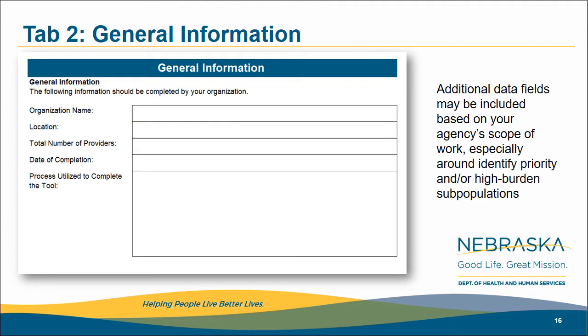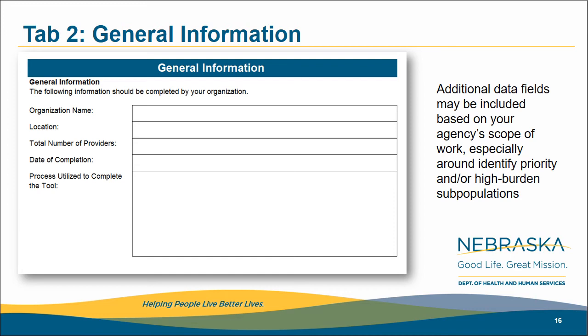As we mentioned earlier, the second tab included in your Scan and Plan tool file will be for general information. That's where we have specific fields for your agency to fill in, letting us know what your organization name and location is. In some cases, that may be auto-populated if we already have that available. As applicable, we'll also have organizations, and in particular healthcare organizations, indicate the total number of providers within their organization. If that's a data field that's included on your Scan and Plan tool file, we'll include a description for CDC's definition of provider. We also ask organizations to indicate the date that they completed the Scan and Plan tool and the process that they utilized to complete the tool within their organization.